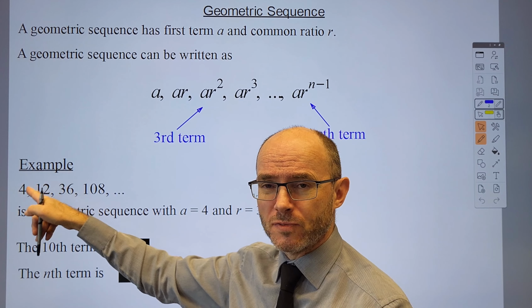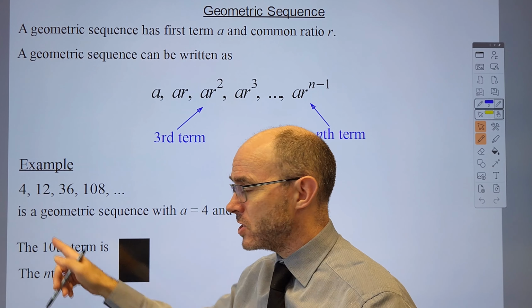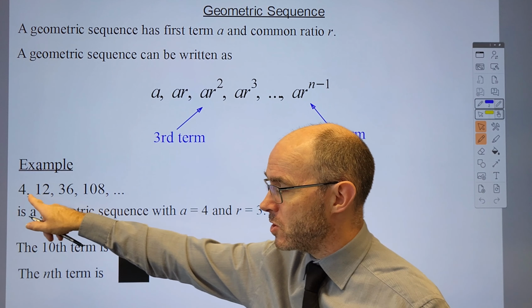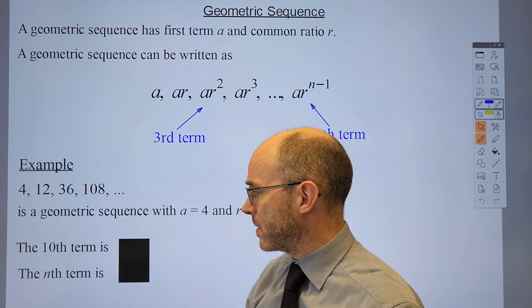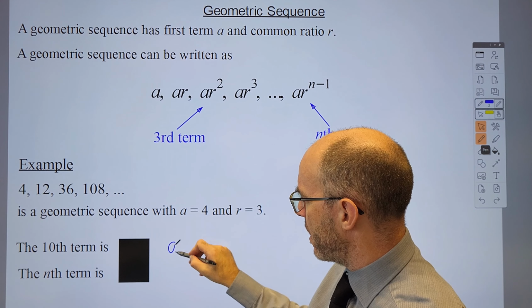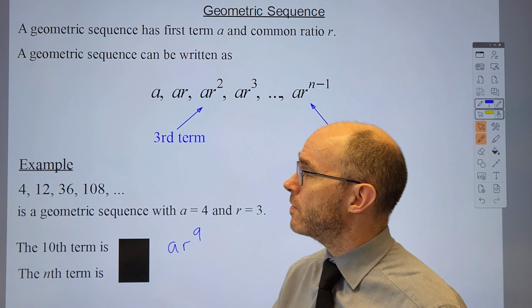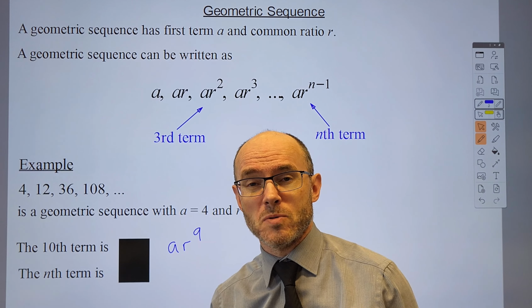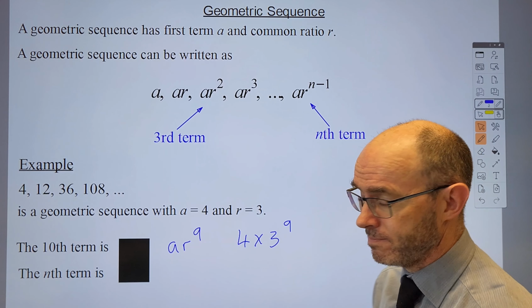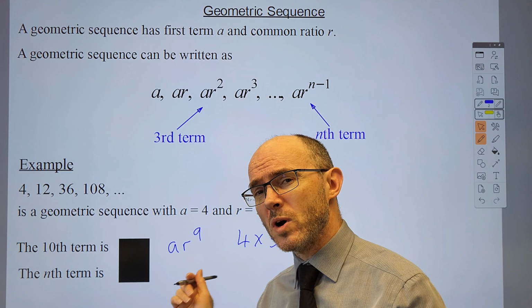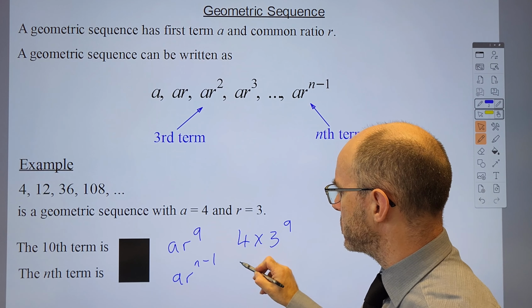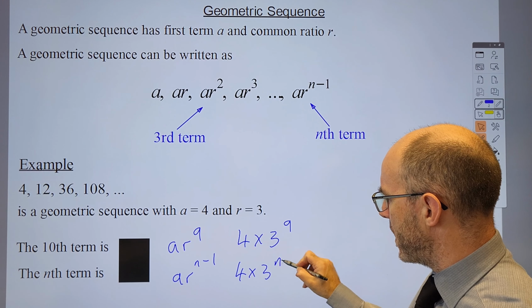So in this sequence 4, 12, 36, 108, it's a geometric sequence. First term A is 4 and common ratio R is 3 because you just multiply everything by 3. The 10th term, you would just work out what A R to the power of 9 is if you follow this list through. Okay, so A is 4 and then multiply by 3 to the power of 9. That's a large number, so I'm not going to do it in my head, but you could work out what it is. The nth term would be A R to the power of n minus 1, so 4 times 3 to the power of n minus 1.